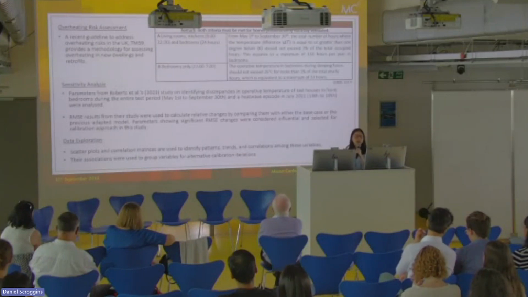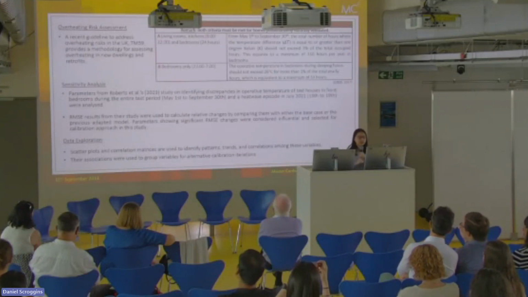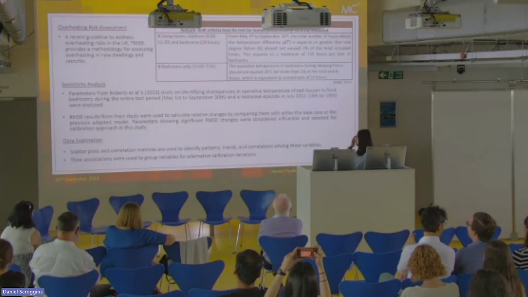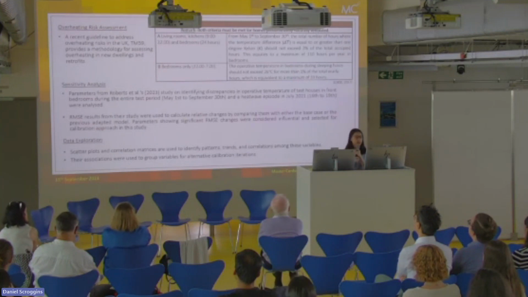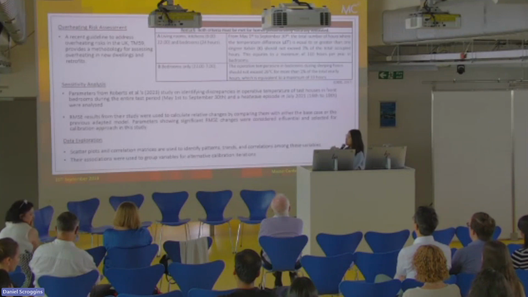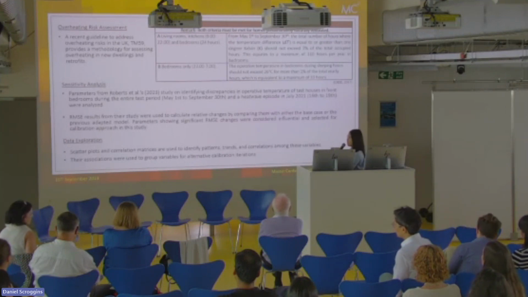After I developed the model, the overheating risk assessment was carried out using TM59. So both criteria would have to be met for homes that are naturally ventilated. And then after that, the sensitivity analysis was done. In this study, I used the study from Roberts et al., because they had identified discrepancies in the same test house. So I developed further from that one.